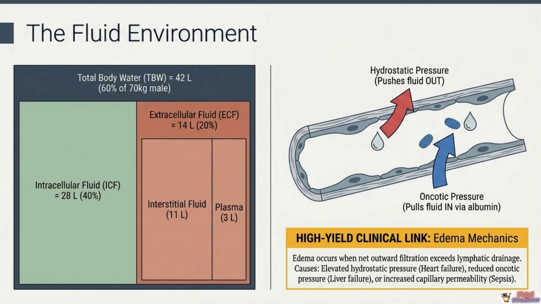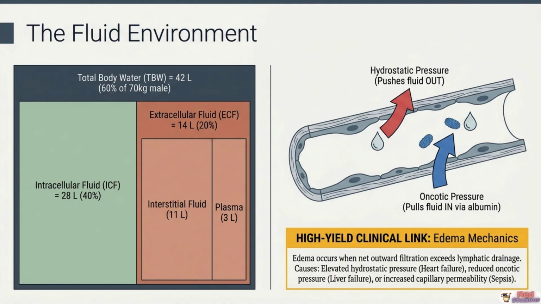Total body water makes up roughly 60% of a standard 70-kilogram male, equating to 42 liters. This volume is divided into 2 primary fluid compartments: the intracellular fluid, containing 28 liters, and the extracellular fluid, holding 14 liters. The extracellular space is further divided into interstitial fluid and blood plasma.